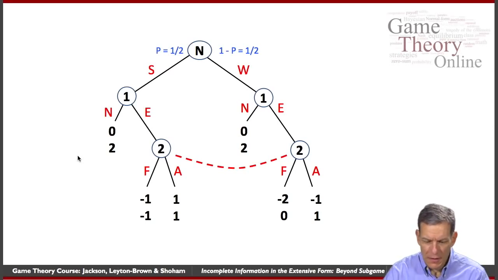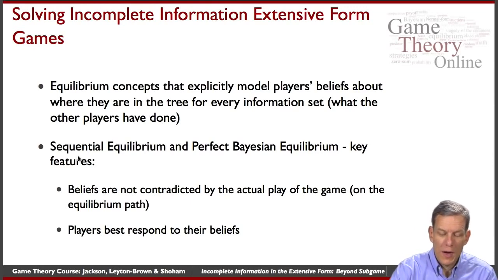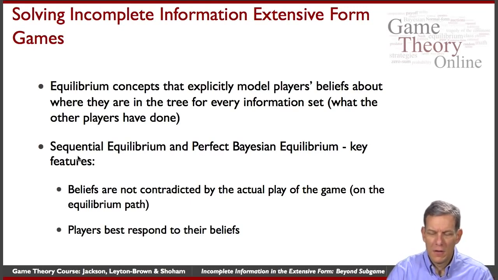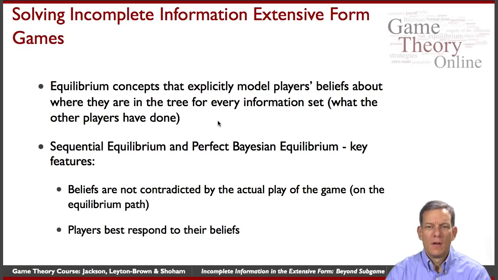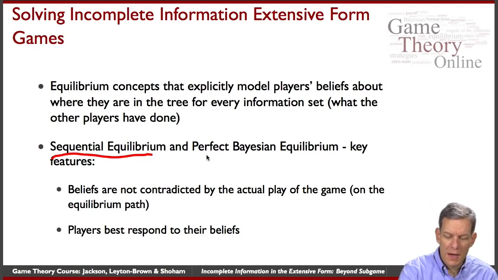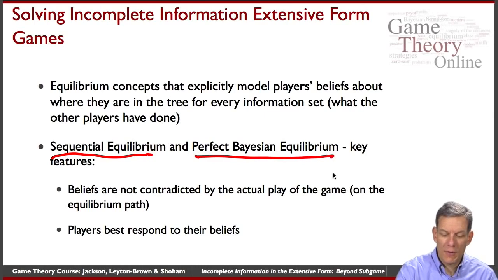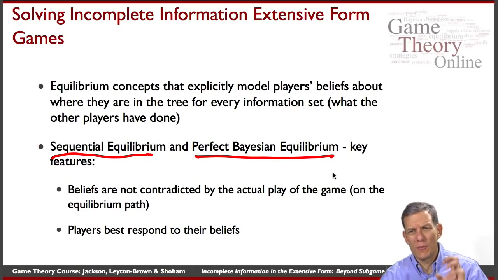But one idea behind doing this and analyzing these games is to try and build in the idea behind subgame perfection in terms of sequential rationality. And so there are equilibrium concepts that explicitly model players' beliefs about where they are in a tree for every information set. And there's two solution concepts in particular, known as sequential equilibrium and perfect Bayesian equilibrium, that have key features where, as part of the equilibrium, you specify what the beliefs of the players are.